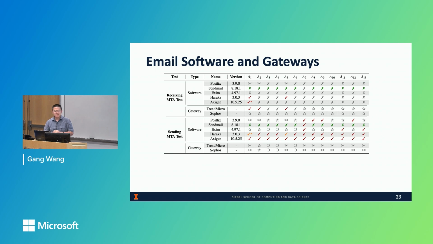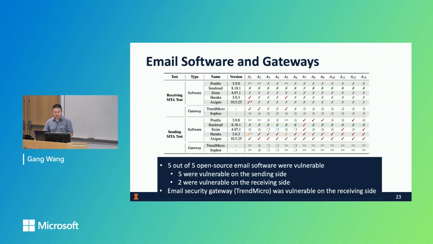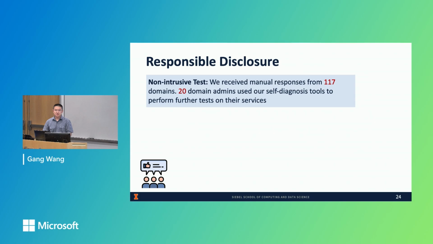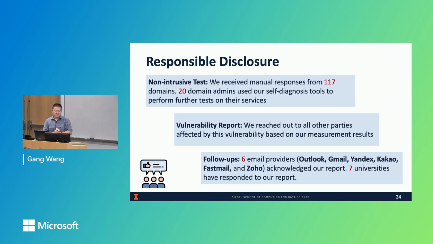So we further test email software and gateways, and there are many of them vulnerable. We test a lot of historical versions of the software, and they're gradually fixing this issue, but there's still a lot out there. So just want to quickly say we notified all the parties. Not many, the non-intrusive tests already covered quite a lot of them. For the ones like public email services and universities, we notified them individually.